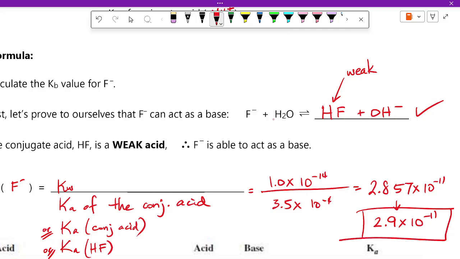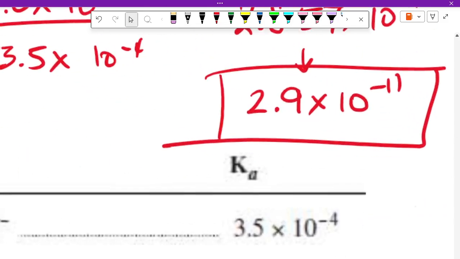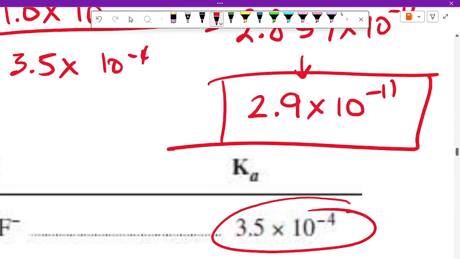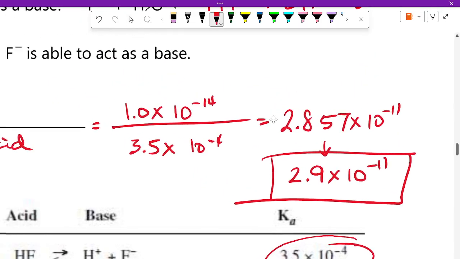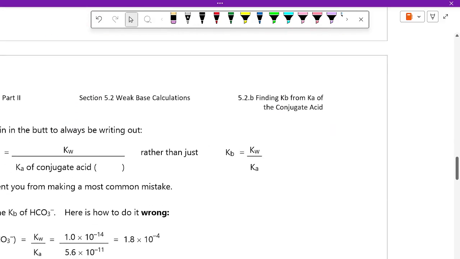Wait, what is that 3.5 times 10 to the negative, like, 4? That's what we got off of our Ka table here. I just chucked some of the Ka table there. That's a 4. It does not look like a 4. Still doesn't look like a 4. There we go. Now it looks like a 4. Is that good? Simple enough? All right, excellent.